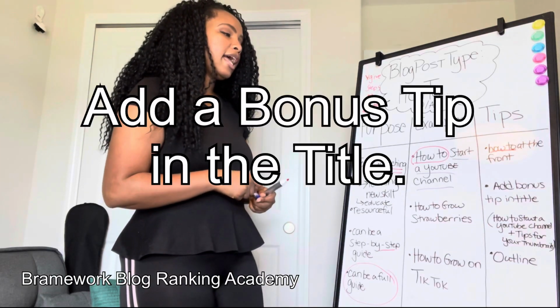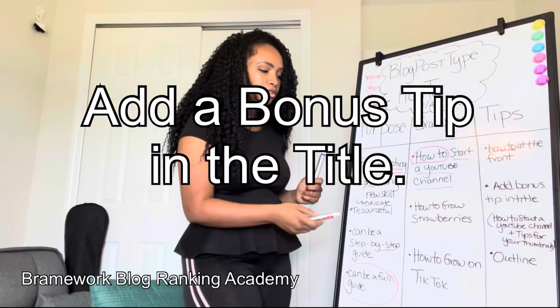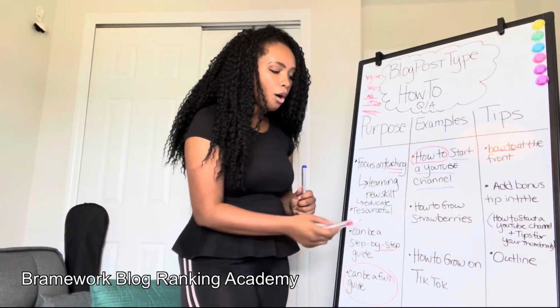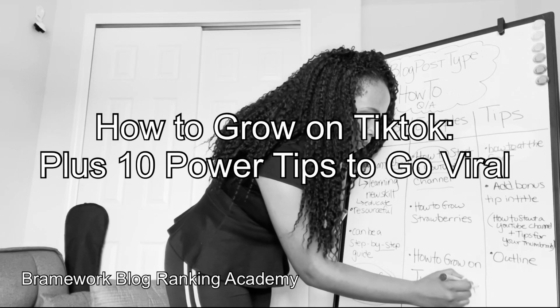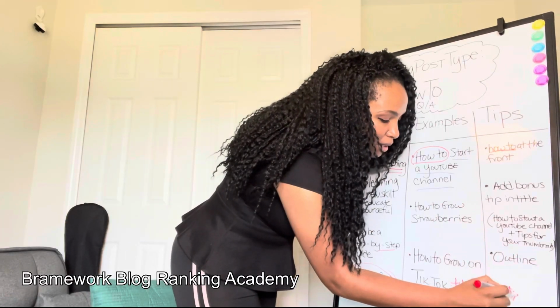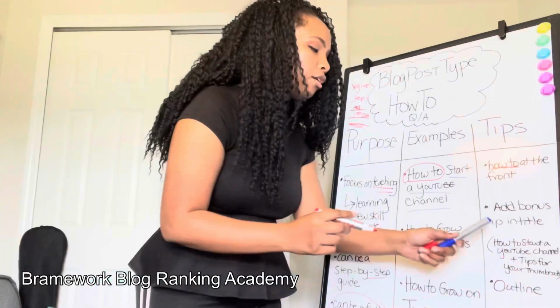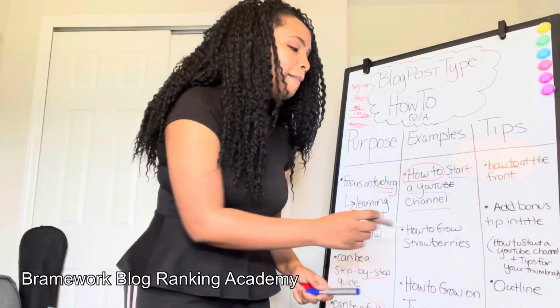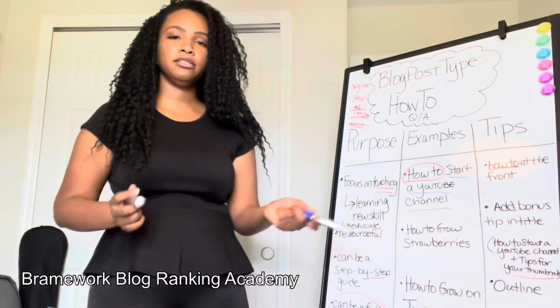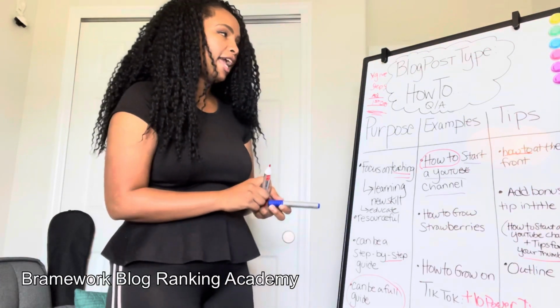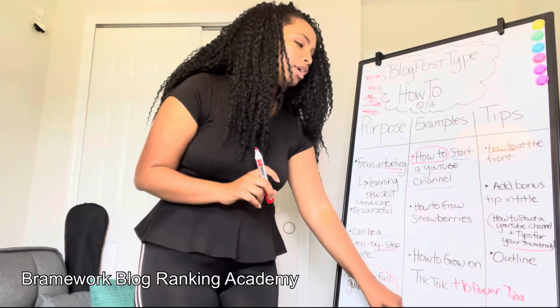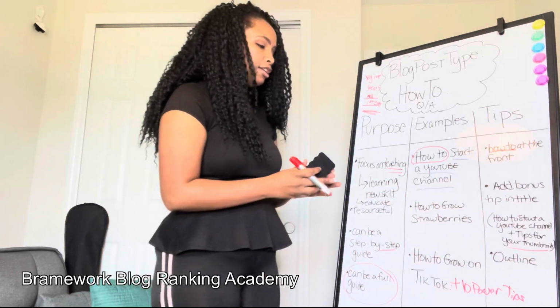And then also you want to add a bonus tip in the title. So you could say how to grow on TikTok, or you could say plus 10 power tips. It doesn't have to be that. I'm just making up something off the top of my head. Or you can say how to start a YouTube channel plus tips for your thumbnails. I mean, it could be something a little bit sexier. But usually for a how-to post or a question post, this is what I do for my outline.